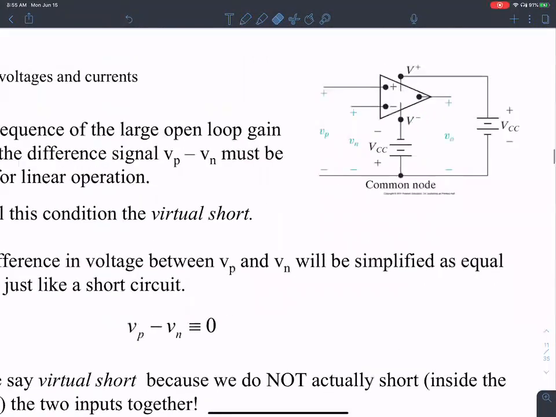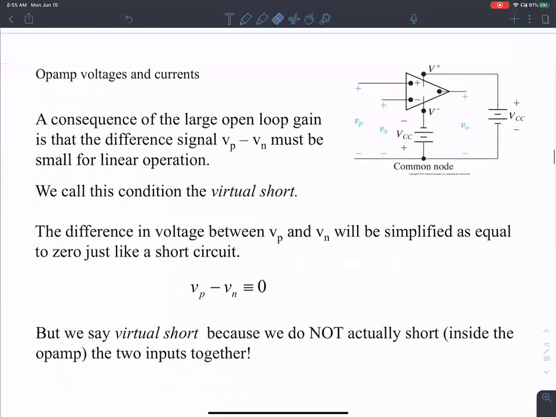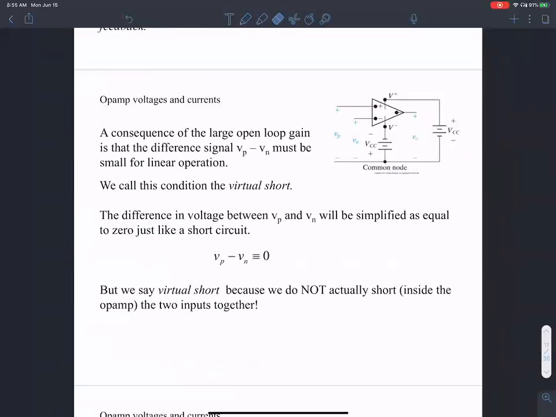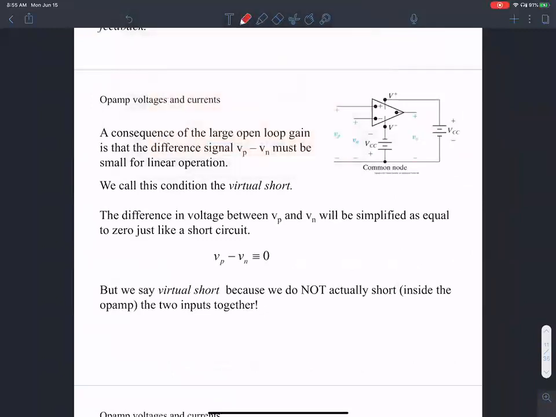There is another very, very important concept that we want to talk about. When we look at an OpAmp, there are three assumptions. When I say an ideal OpAmp, there are three assumptions. Let me highlight this. Ideal OpAmp assumptions: VP is exactly equal to VN. This is the idea of a virtual short in linear mode.